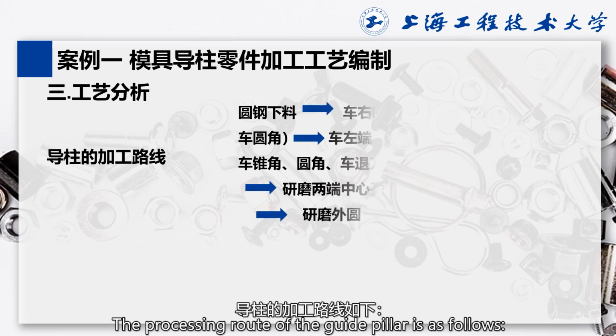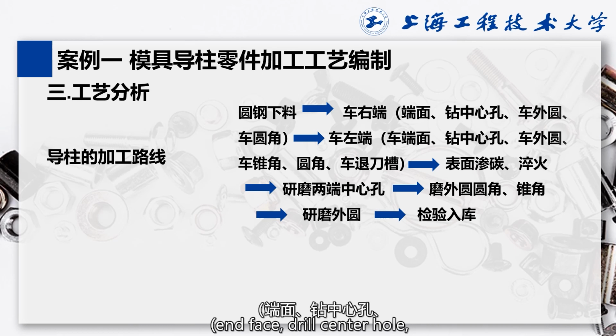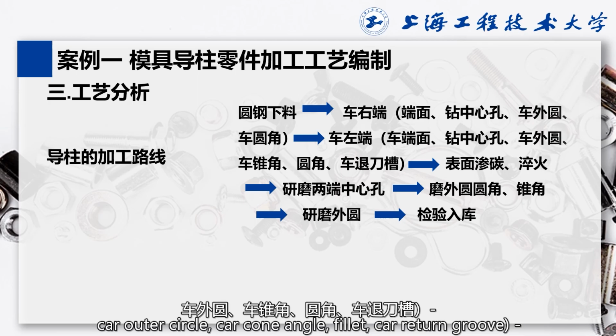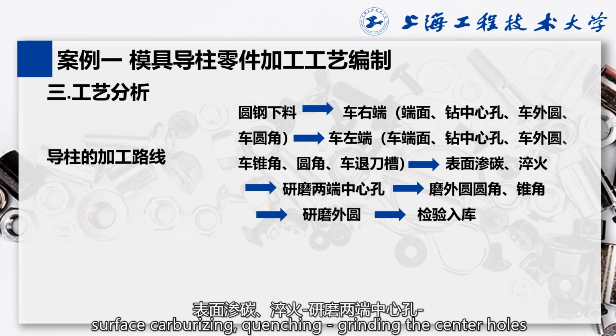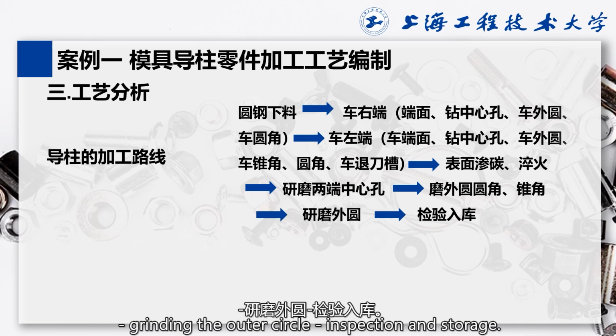The processing route of the guide pillar is as follows: round steel cutting, turn the right end, turn the end face, drill the center hole, turn the outer circle, turn the fillet, turn the left end, turn the end face, drill the center hole, turn the outer circle, turn the cone angle, fillet, turn the return groove, surface carburizing, quenching, grinding the center holes at both ends, grinding the outer circle, fillet, cone angle, grinding the outer circle, inspection and storage.